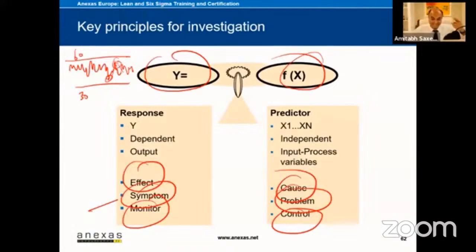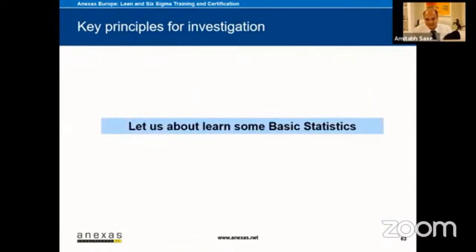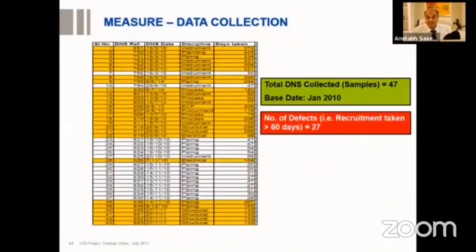But the statistical thinker says, well, this is your system issue. You are between 30 to 60. And if you want to improve, you have to have a systemic change. Systemic change is going to happen using the DMAIC approach. Okay? And that is what we are learning. Now let us learn some basic statistics.